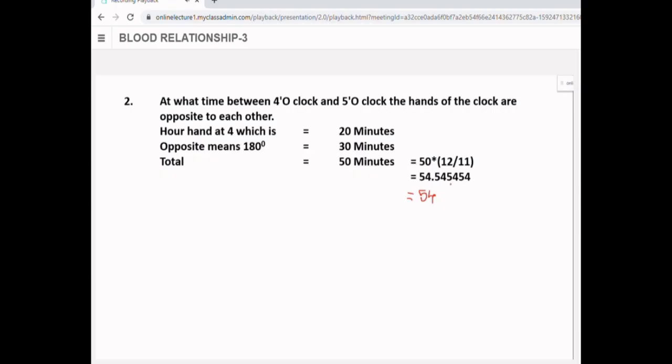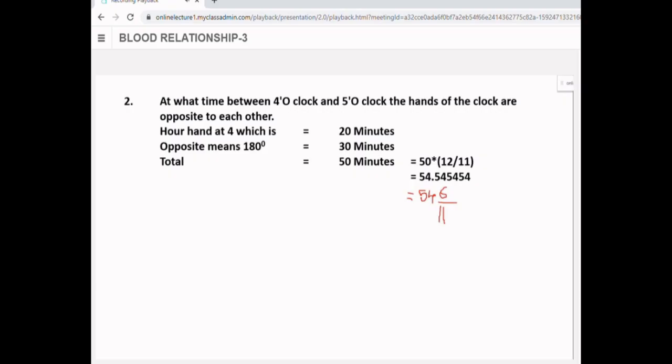And the denominator is always 11. 6 upon 11. Denominator is always 11. How did I get that 6? Keep on saying the table till you get that number which has repeated.